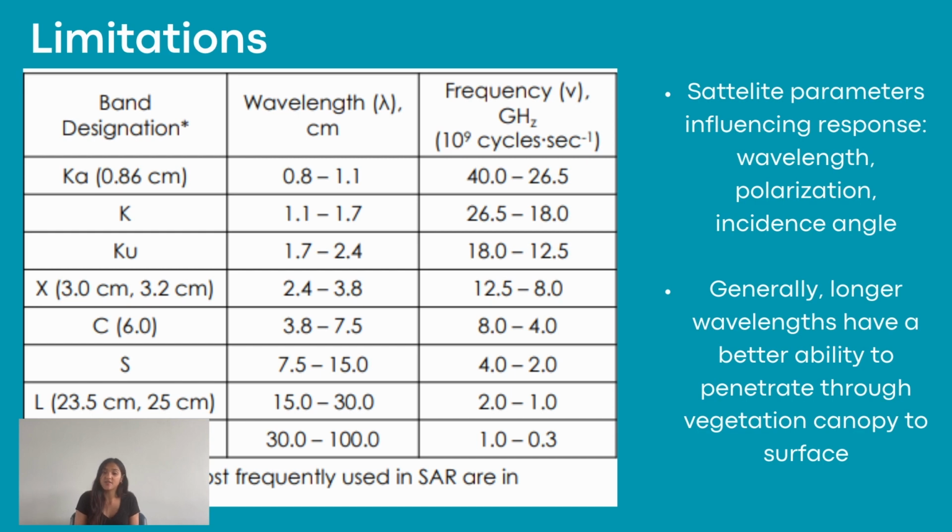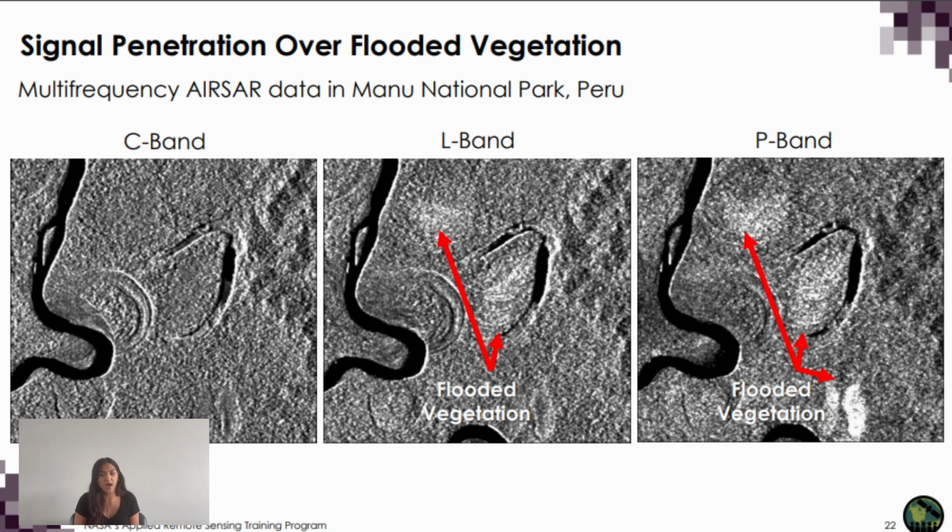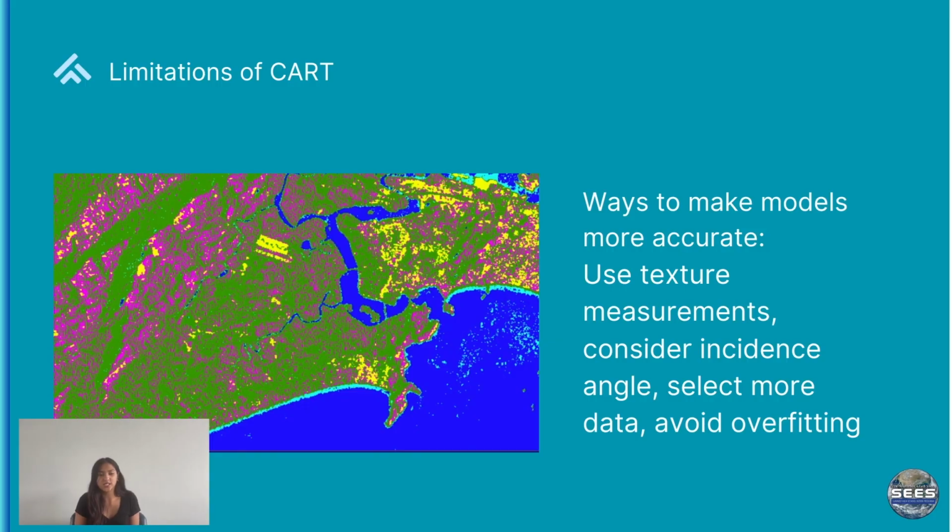SAR data is operated at the C-band wavelength, which has its own benefits, but there are longer wavelengths that can penetrate through vegetation canopy better. And here is a representation of how wavelength can influence detection of flooding. In the future, it'd be interesting to look at this map from a different wavelength. So, to overcome limitations in these classifications in certain regions, different wavelengths can be considered.